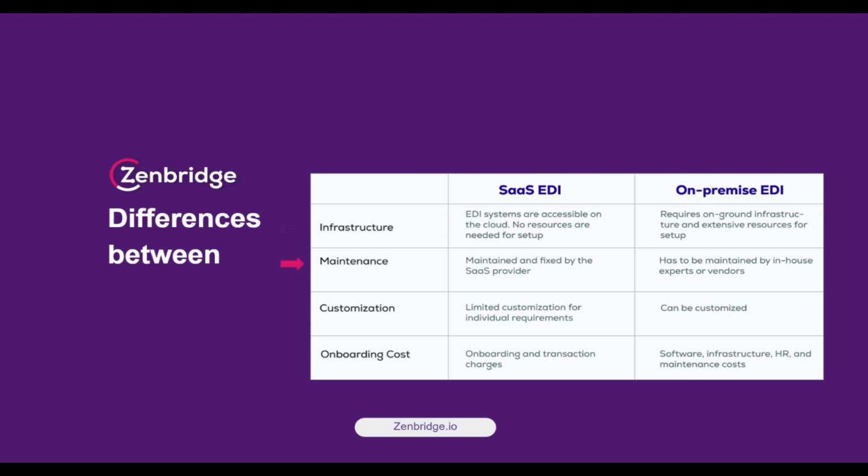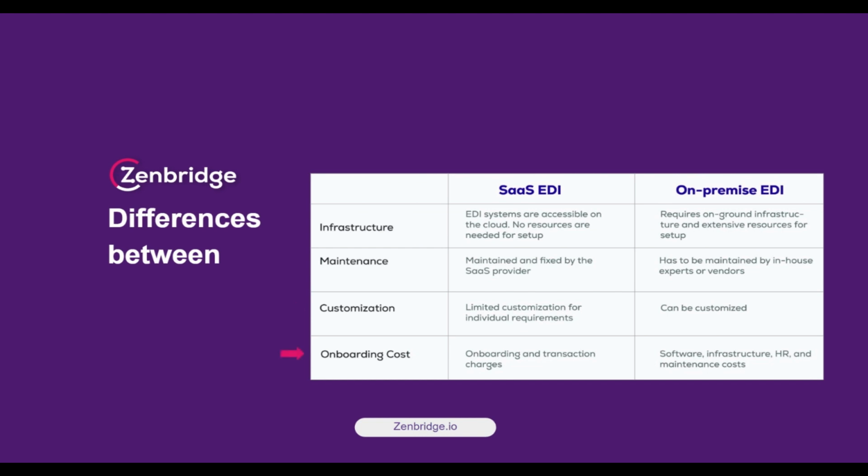The maintenance for SaaS EDI is taken care of by the SaaS provider. On premise EDI has to be maintained by in house experts or EDI vendors. SaaS has limited customization for individual requirements as it is distributed as a complete product. On premise EDI can be customized with the help of in house developers.